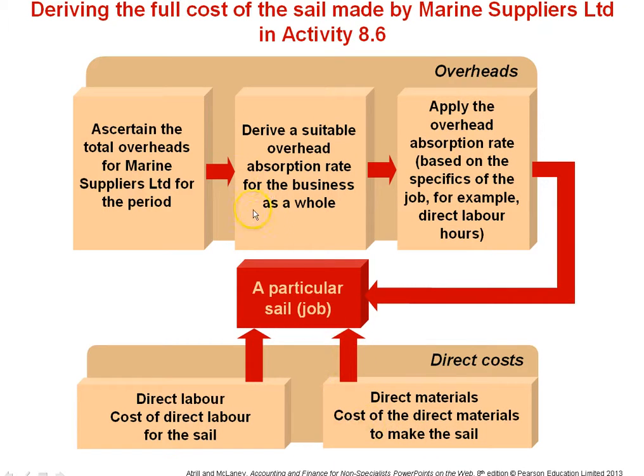Now we come to our overhead problem. So we first of all got to work out what overheads we have. There's salaries, rent, rates, that sort of thing. Then we have to work out something called an absorption rate. In other words, we've got to have some basis that we can attach to the product that we can charge out a cost on. Then we've got to apply that overhead rate to the particular job.